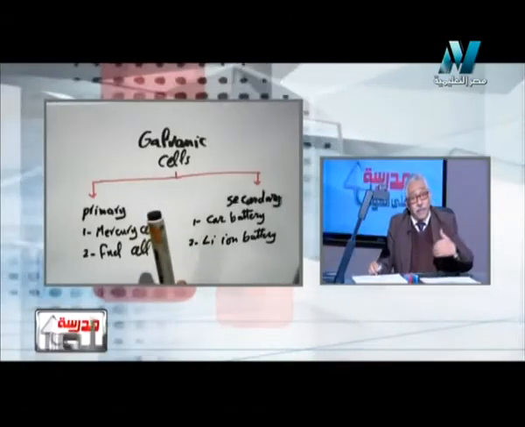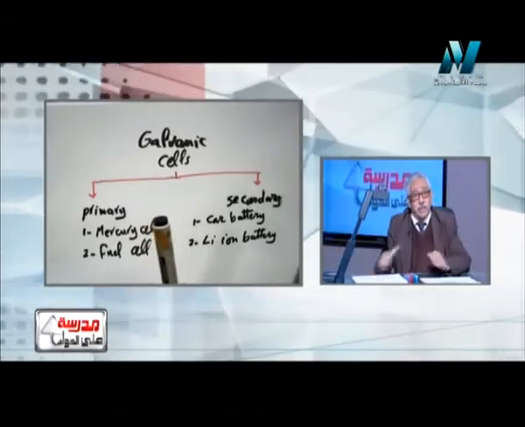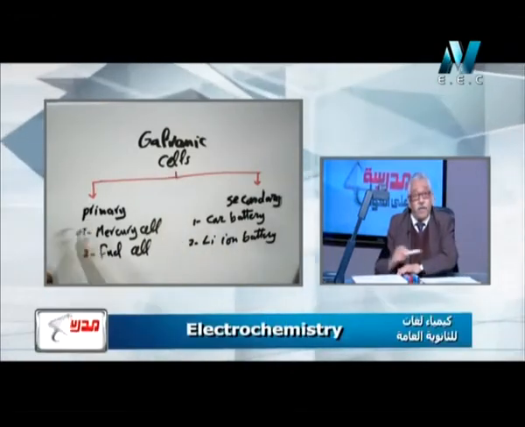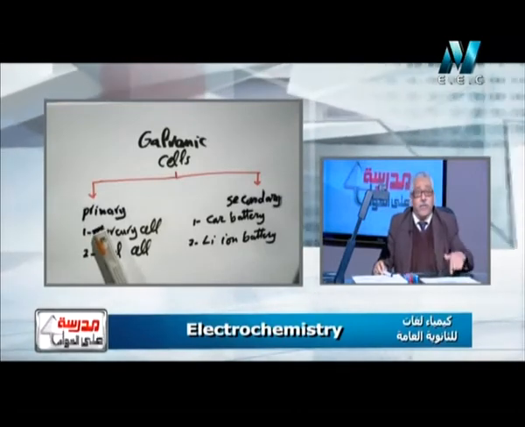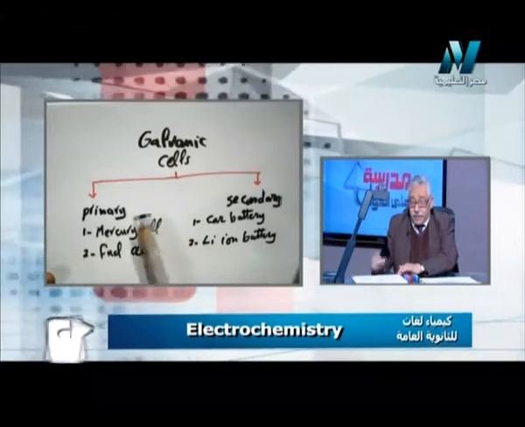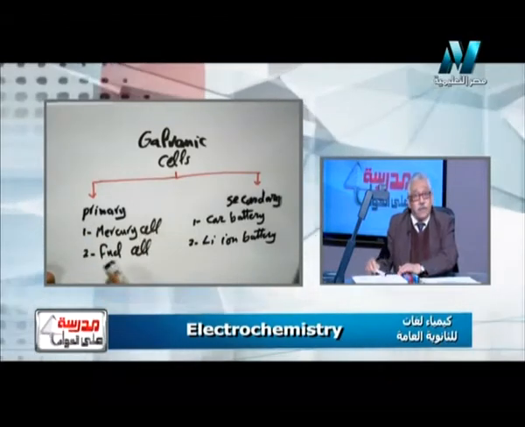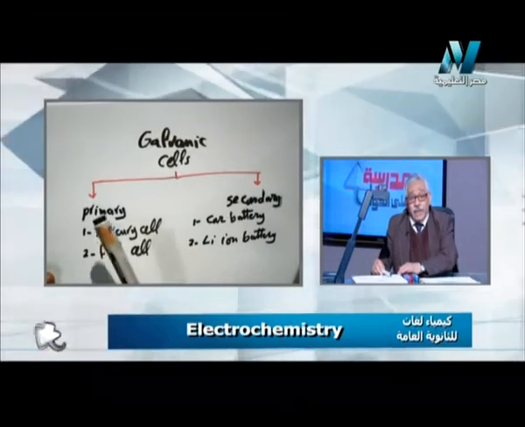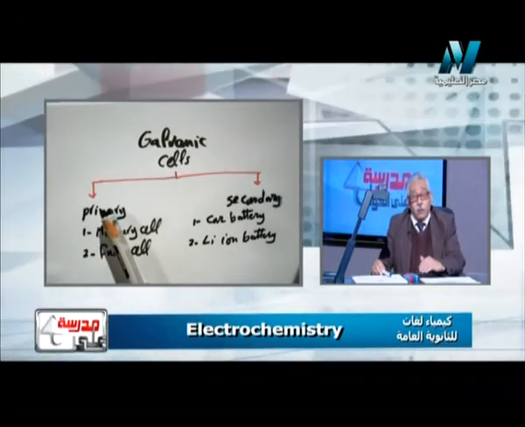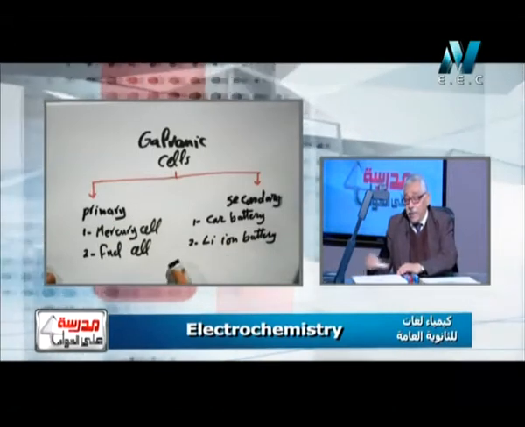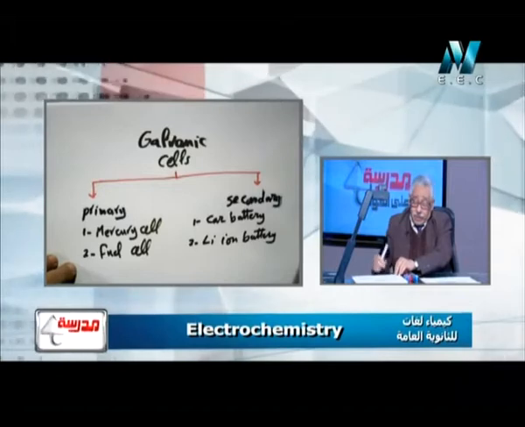The galvanic cell, we said, converts chemical energy into electric energy. There are two types of galvanic cell: primary, which cannot be recharged, and secondary, which can be recharged. Primary cells are such as the mercury cell and the fuel cell, while secondary cells can be recharged, so they can act as a galvanic cell or as an electrolytic cell, such as the lead acid battery or car battery or the lithium ion battery. Let's see the first, the mercury cell.